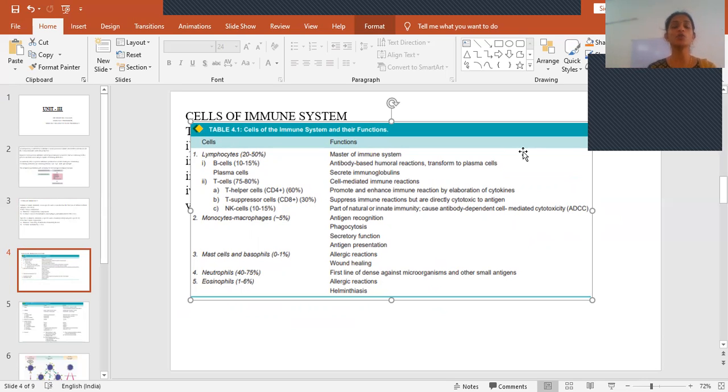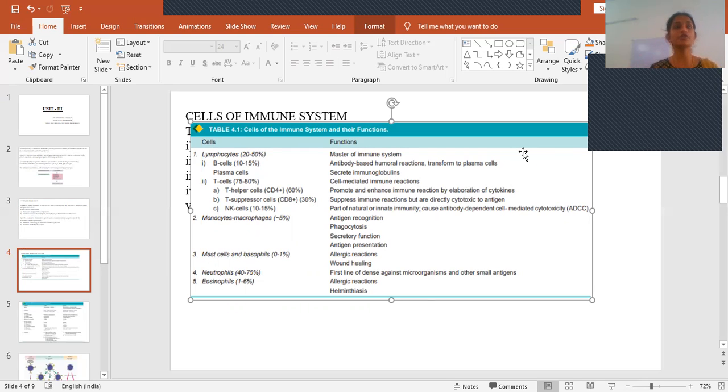And coming to monocytes and macrophages, these help in the recognition of the antigen and they help in phagocytosis and antigen presentation. So these are the functions of monocytes and macrophages. And coming to mast cells and basophils, these are mainly involved in allergic reactions and also in wound healing. And eosinophils are also involved in allergic reactions. That means these levels will be elevated in allergic reactions.